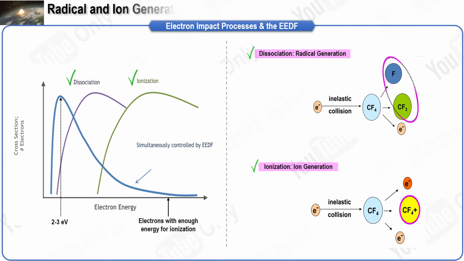In this slide, I'll explain how electrons create radicals and ions in a plasma, and why energy matters. The left plot shows how reaction probability changes with electron energy, and the right cartoons show the collision outcomes. Although low-pressure plasmas are not in global equilibrium, the electron population is often described by a Maxwellian-like electron energy distribution function. The effective electron temperature for etching plasmas is commonly around 2 to 3 electron volts.